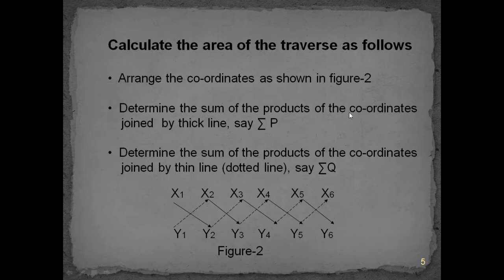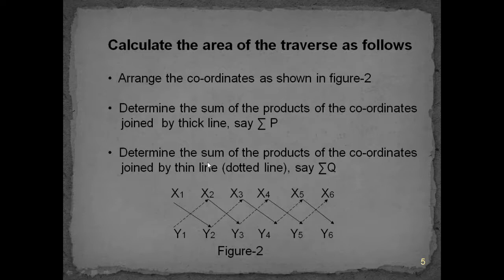Determine the sum of the products of the coordinates joined by the thick line. So this is the thick line, this is the thick line. Sum of the products means x1 y2 plus x2 y3 plus x3 y4 plus x4 y5 plus x5 y1. This is y1. Next, determine the sum of the products of the coordinates joined by the thin line, that is the dotted line, say sum of Q. So this one: y1 x2, y2 x3 plus y3 x4.